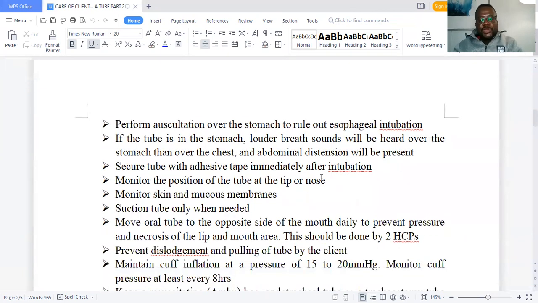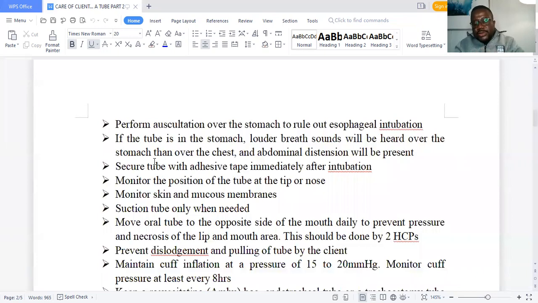Now, when the tube is properly inserted, you have to secure the tube with tape, okay? Monitor the position of the tube, and then you monitor the skin and mucous membrane. Of course, you have to do that. You suction the tube when needed.